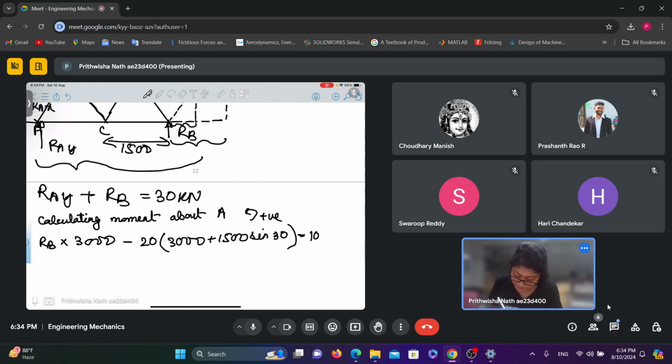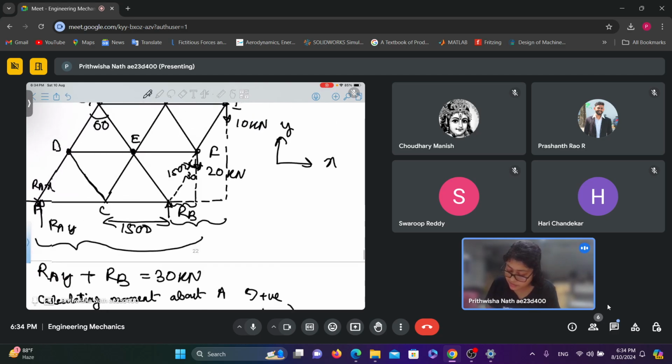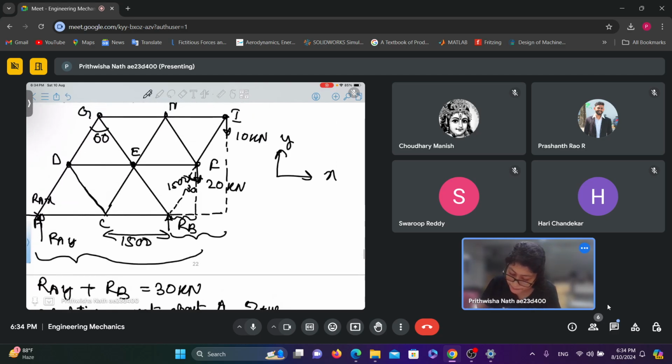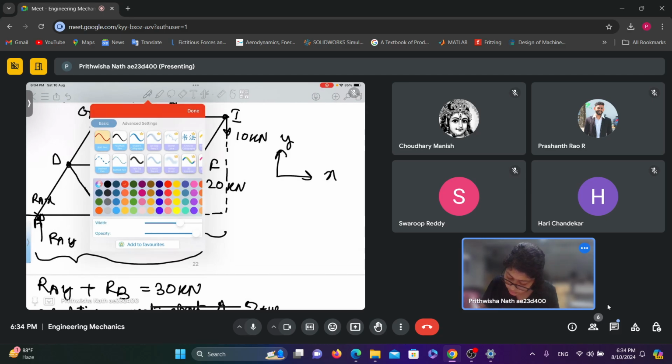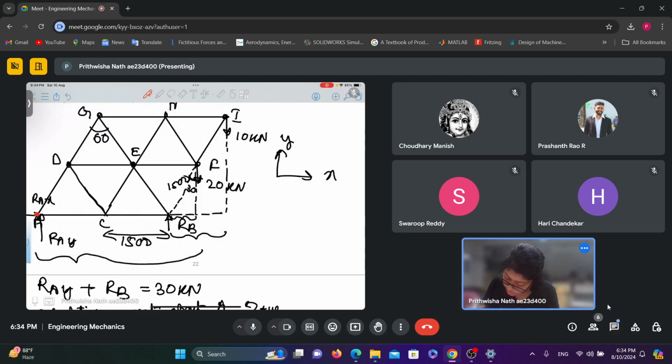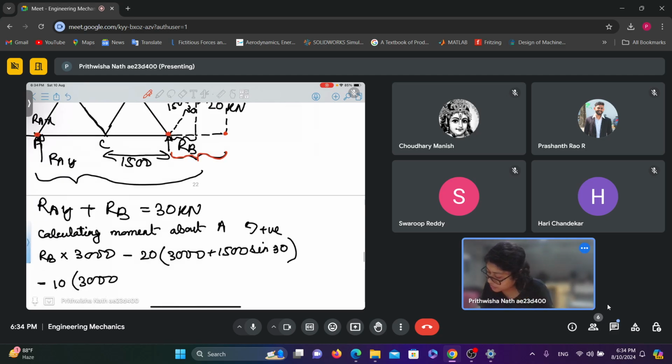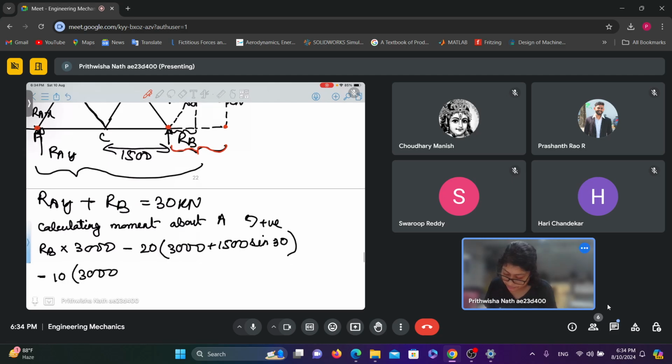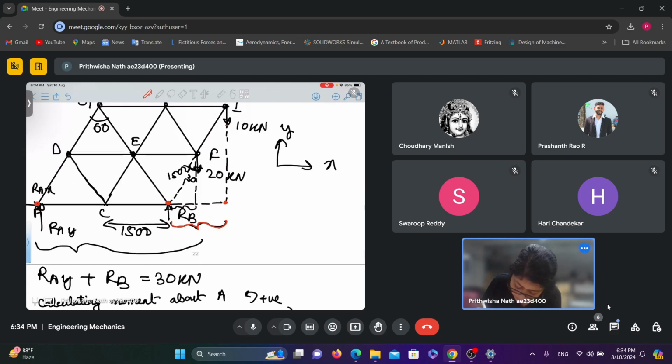Minus 10 into 3000. 3000 is for this distance. From this point to this point, this is 3000, and I need this much distance. So it is 3000 sine 30 degree. Is it clear to everyone?